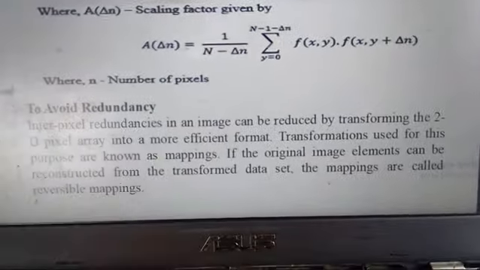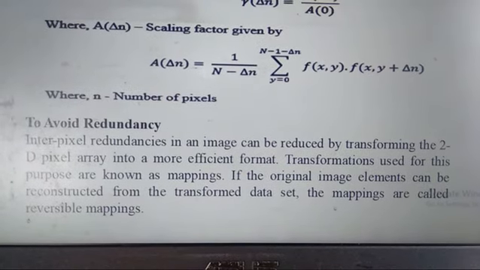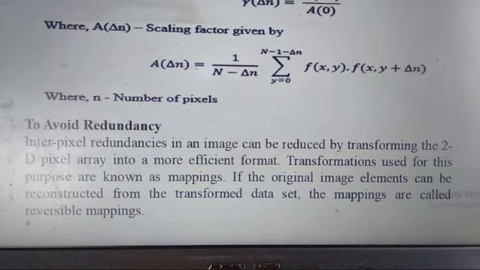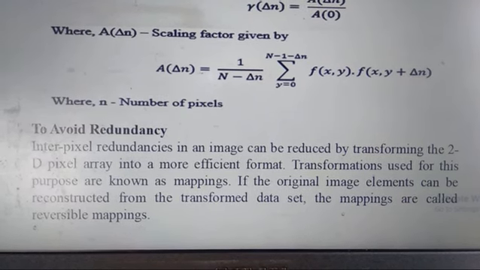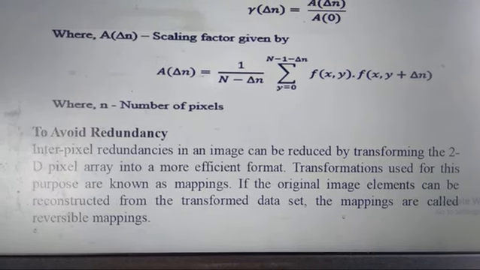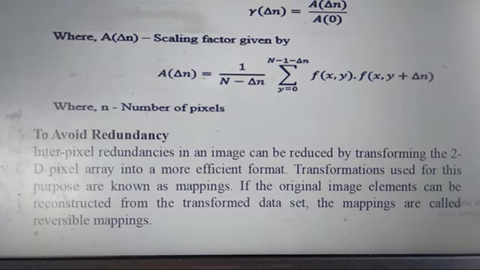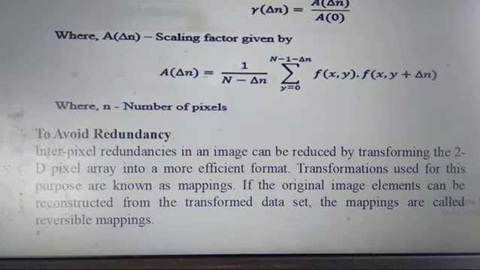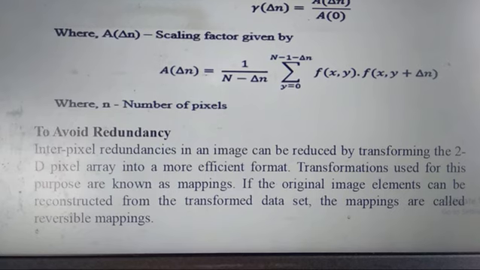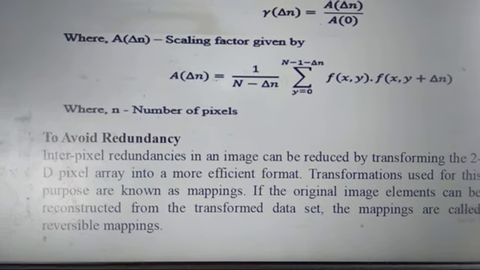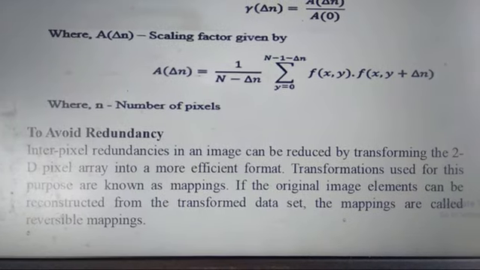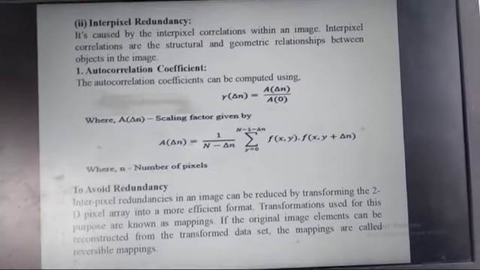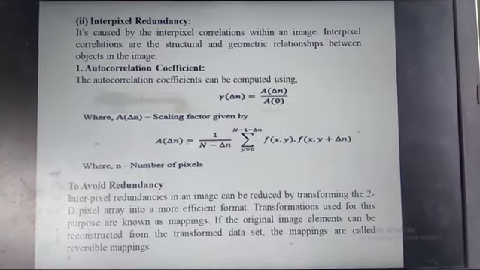To avoid redundancy, interpixel redundancies in an image can be reduced by transforming the 2D pixel array into a more efficient format. The transformation used for this purpose is known as a mapping. If the original image elements can be reconstructed from the transformed data set, the mapping is called a reversible mapping. So this is interpixel redundancy.